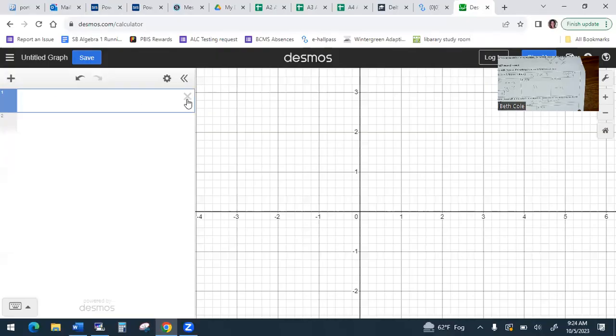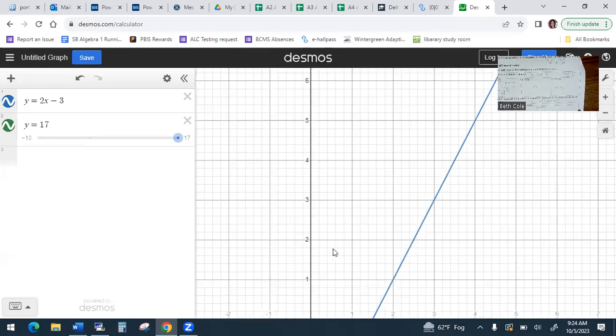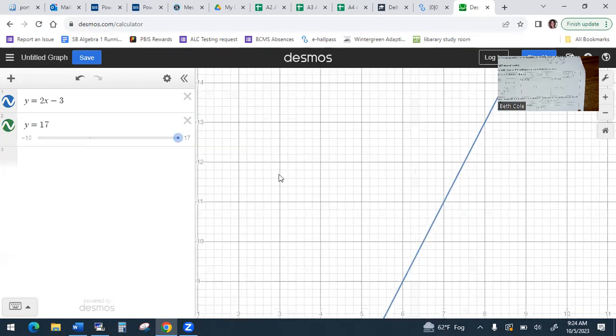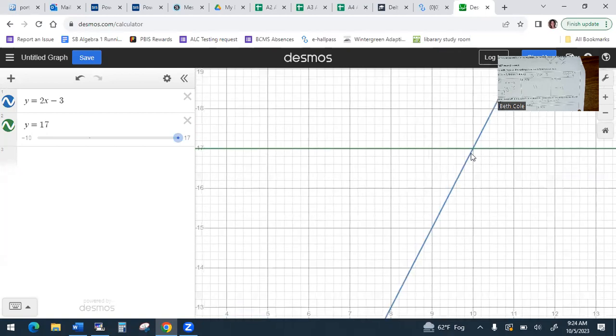What was that equation? Y equals 2x minus 3. And then I'm gonna come down here and type y equals, what's the number I made up? What did I give you? Yep, 17. Now I'm gonna have to move this around to get all the way up here to 17. There, do you see the line at 17? I'm just gonna come over here where they meet. What's your answer? 10. Dotted.